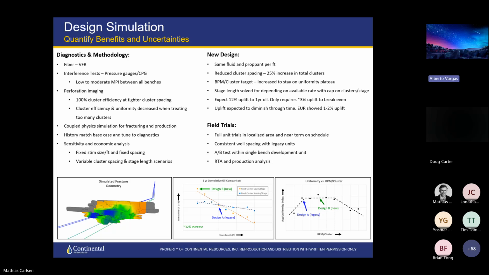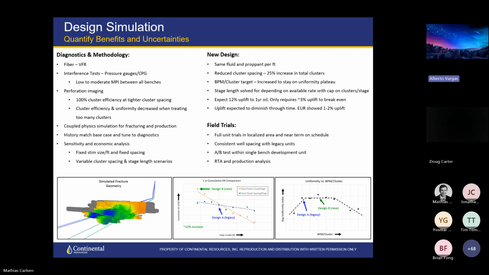So the blue trend here is if you have a fixed cluster spacing and you're changing your stage length. So the total number of clusters along the lateral doesn't change. As you're changing it, the stage length is changing at the same ratio as the cluster spacing. And so it does show a little bit of a positive increase going to shorter stages, again, due to this uniformity aspect. But the one we were after was this orange trend. So this is the cluster spacing. So here's our base design, and then here's our new design. And this was about a 12% uplift from the base design. And importantly, it only requires about a 3% uplift to break even on the economics.